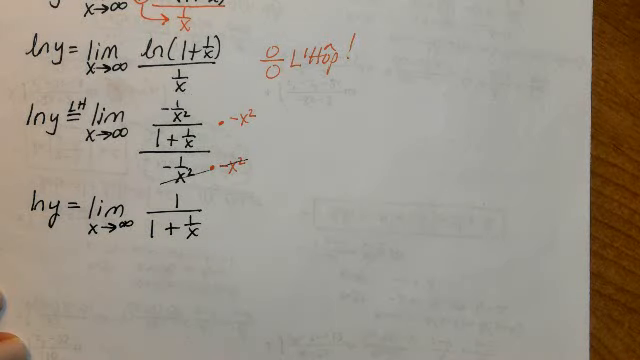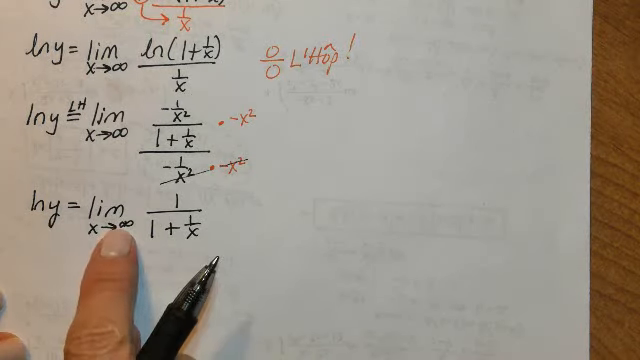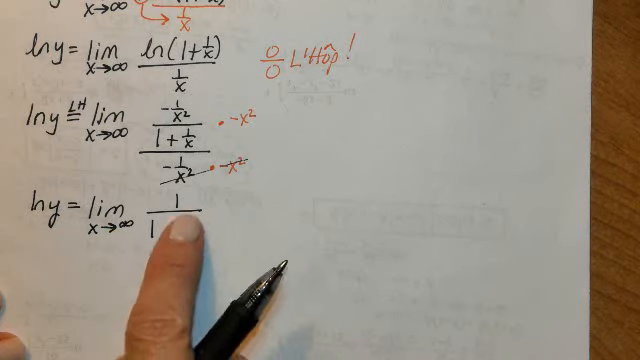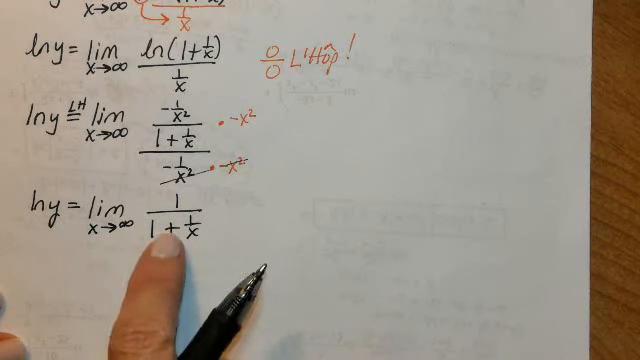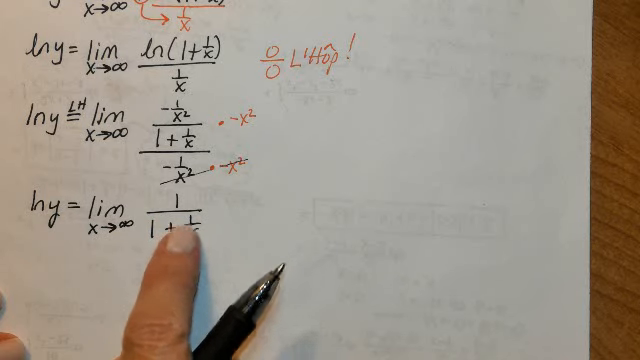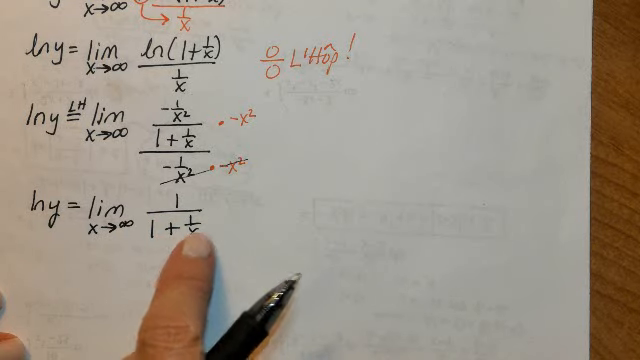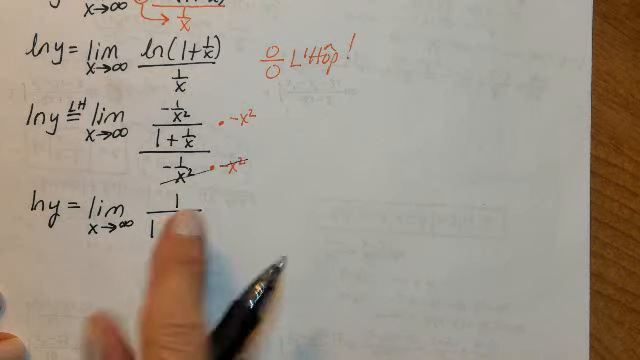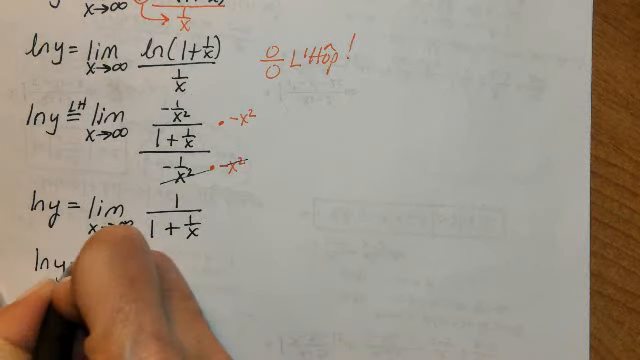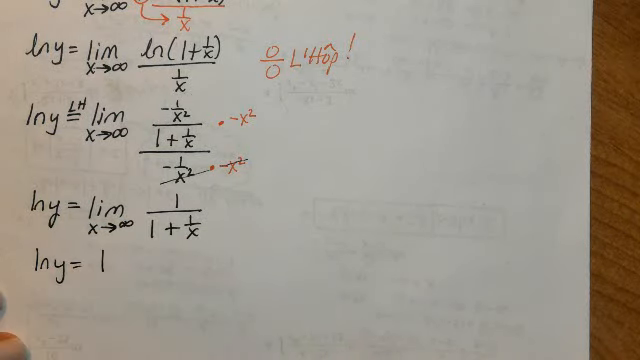Okay? Now let's let x go to infinity. I'm sorry, this piece is 0. As x goes to infinity, this piece is 0. So I have 1 over 1 plus 0, so that's 1. So I have natural log of y is equal to 1.